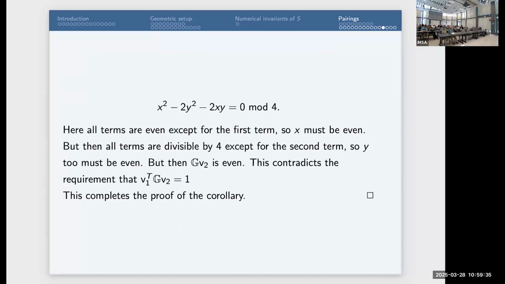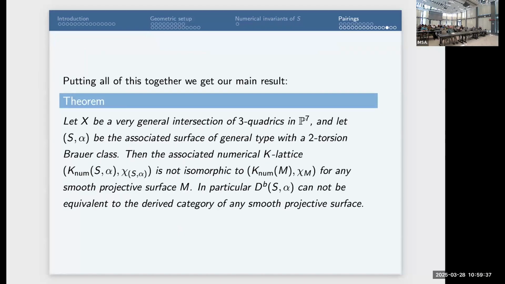So that's the contradiction. Putting all of this together, we get a result, which is that for the very general intersection of 2 quadrics in P^5, the associated numerical K-theory is not isomorphic to that of a projective surface. We plug that into the KK, and the one should be identified with irrationality.